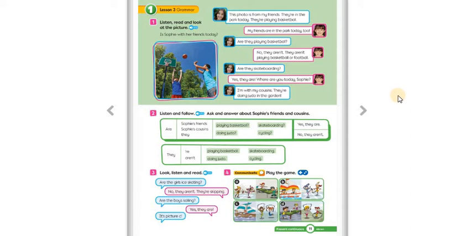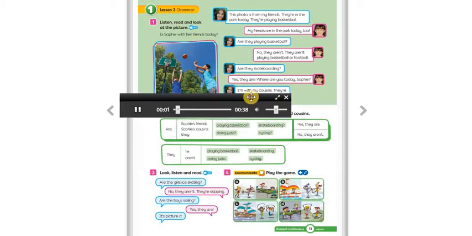Class book page 11. Please open your class books to page 11 and have a look at exercise 1, okay? On this page, we started a new exercise with this dialogue, right? In this dialogue, Sophie and Alice were speaking about their friends and their cousins, right? Listen again and check your ideas, okay?